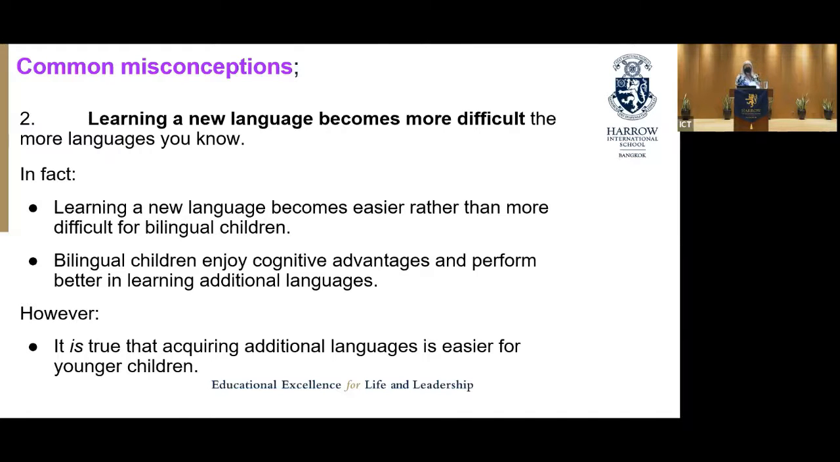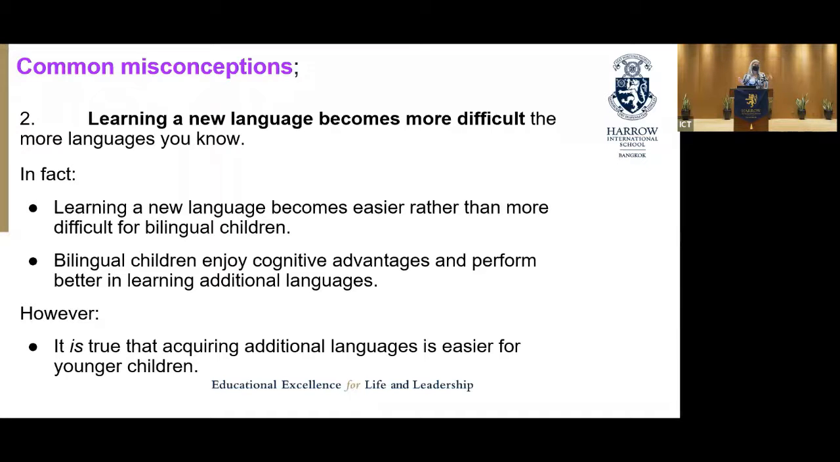So, learning a new language becomes more difficult the more languages you know. Actually, no, that's not true. In fact, learning a new language becomes easier rather than more difficult for bilingual children. Bilingual children enjoy cognitive advantages, which I'll come to in a moment, and actually perform better in learning additional languages. I think there's a misconception that the brain has a capacity, and that once a child has one language, it's going to be really difficult for them to add another language in because the brain gets full. That's not true at all.